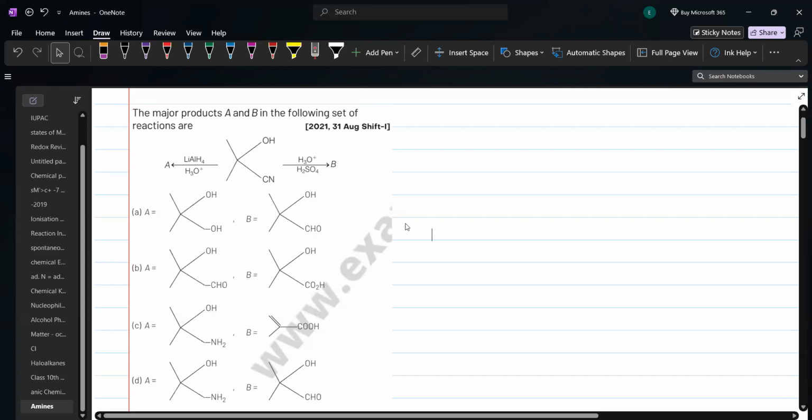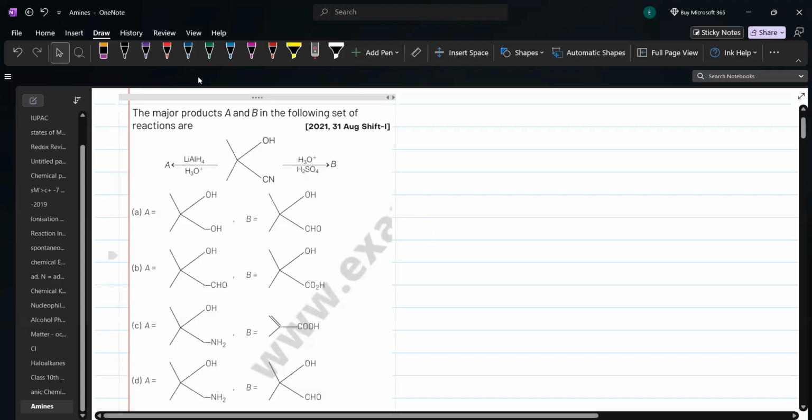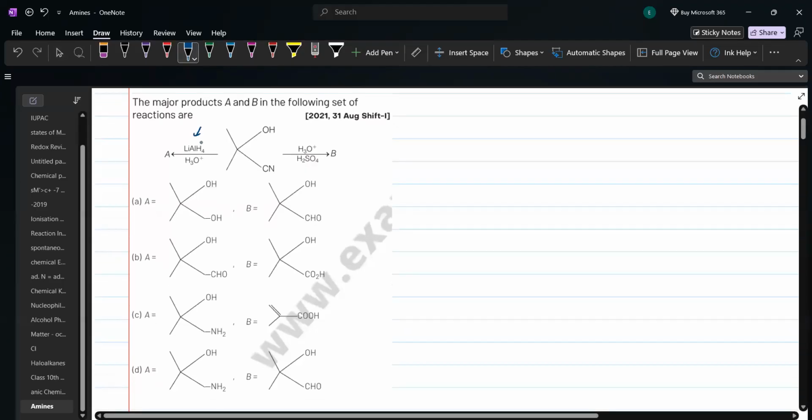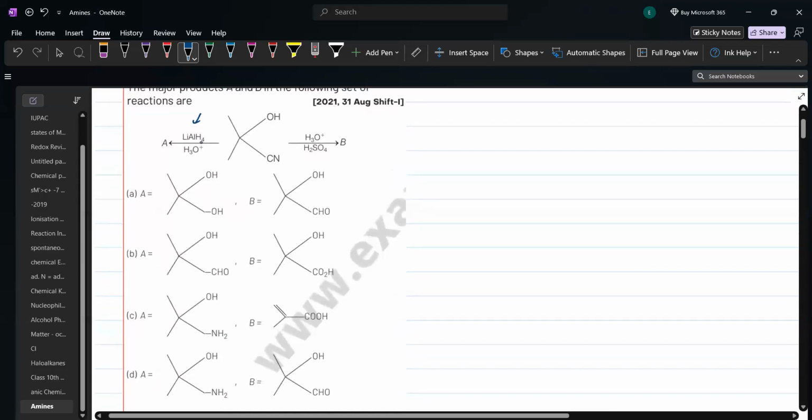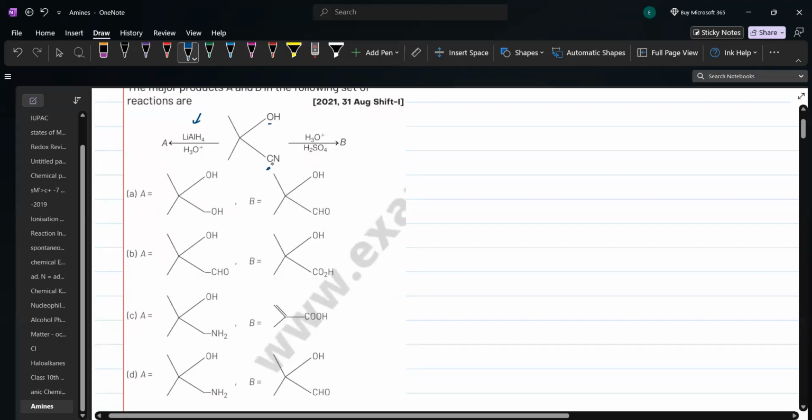Do you know what LiAlH4 does? What is the property of it? Sir, can you repeat that? What is the working of this LiAlH4? Yes, sir. It's a reducing agent, right? So we have to reduce this. OH is not reduced, right? Yes, sir. Only reduction will take place for this cyanide.